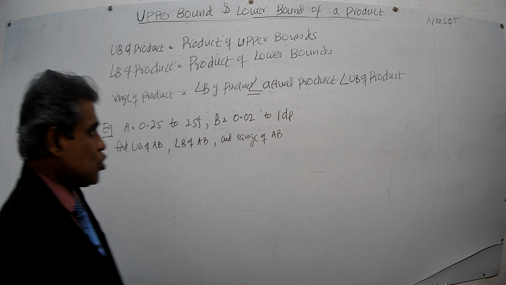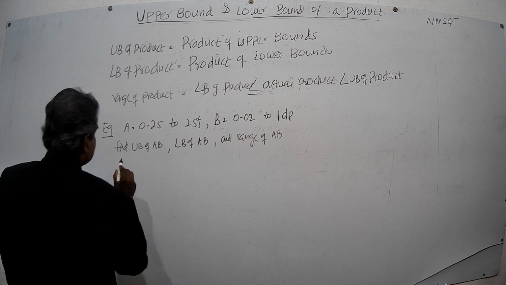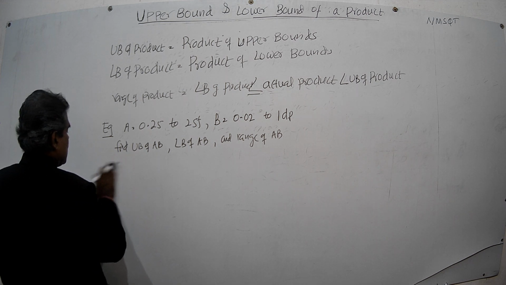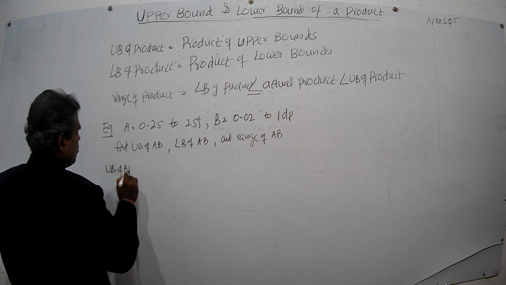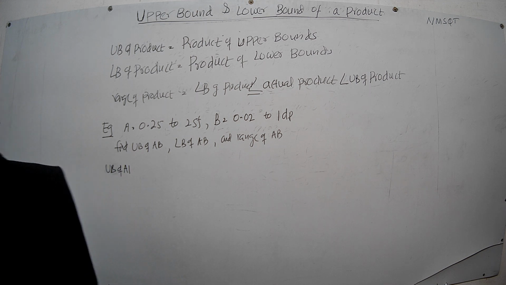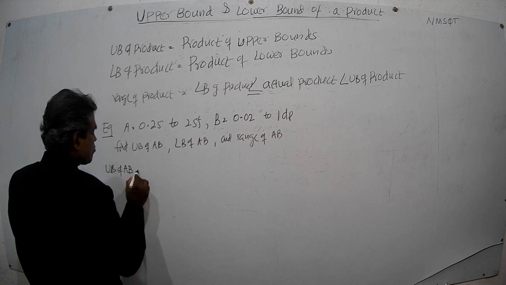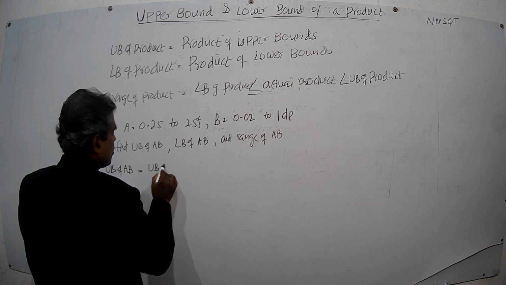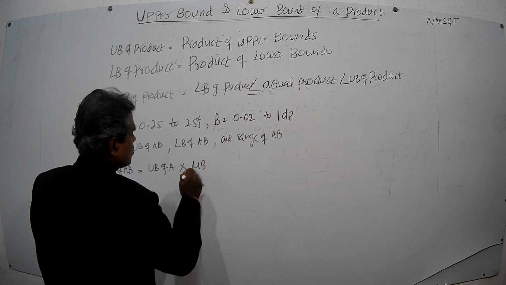Now you start to do this example. First of all we write: upper bound of AB equals upper bound of A multiplied by upper bound of B.